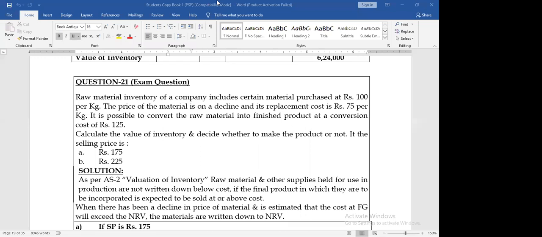Quickly post your doubts on the chat box. Let's solve them first. And then we go to the last two questions of Accounting Standard 2. So please post your doubts.